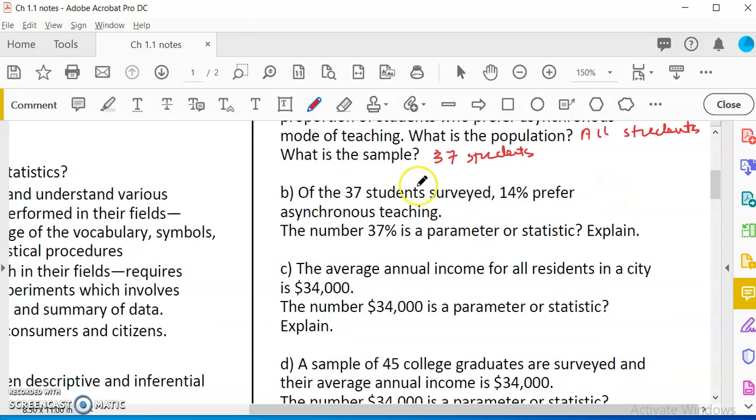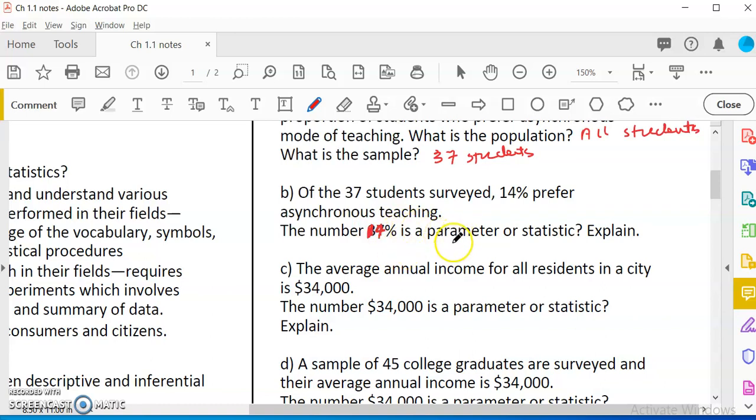Of the 37 student survey, 14% prefer asynchronous teaching. So after you count them, it turns out that 14% like asynchronous teaching. So this should not be 37%. It should be the 14%, right? I'm going to update the notes.